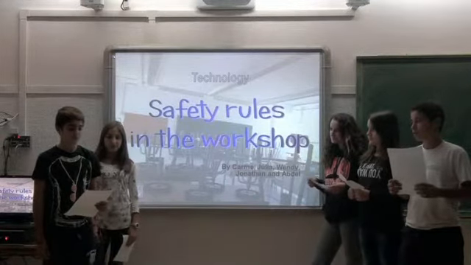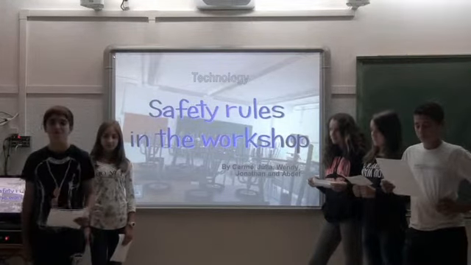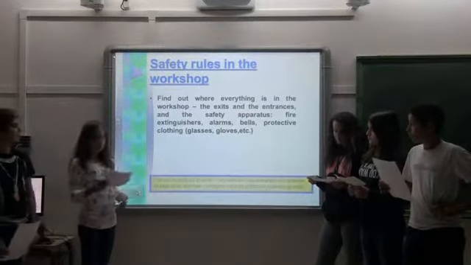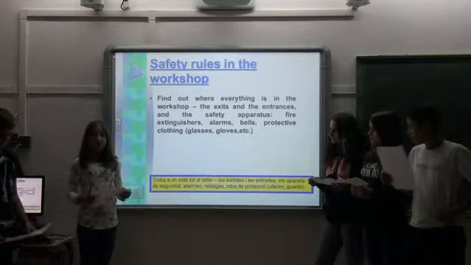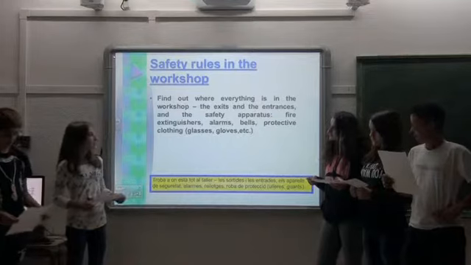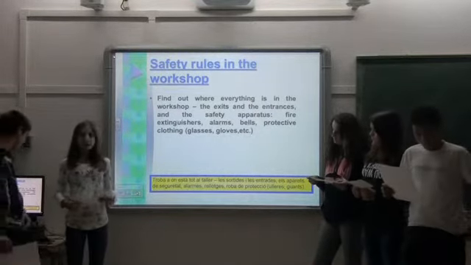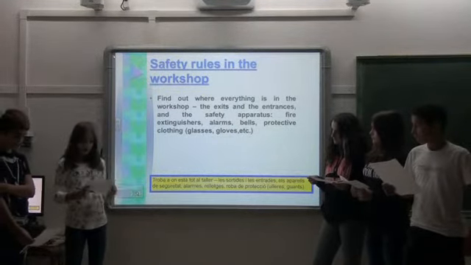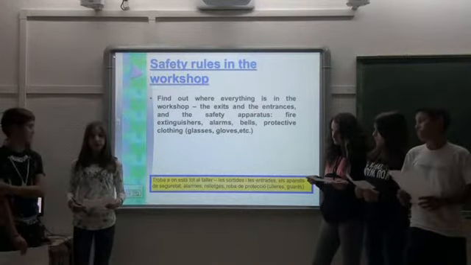Some safety rules in the workshop. During the presentation, you must be quiet and listen to us. Before you work, you must find out where everything is in the workshop: the exits and entrances, and the safety apparatus, fire extinguishers, alarms, bells, protective clothing, glasses, gloves. In the majority of the slides, in the bottom part, there is the translation of the rules. This will help you to understand the information better.